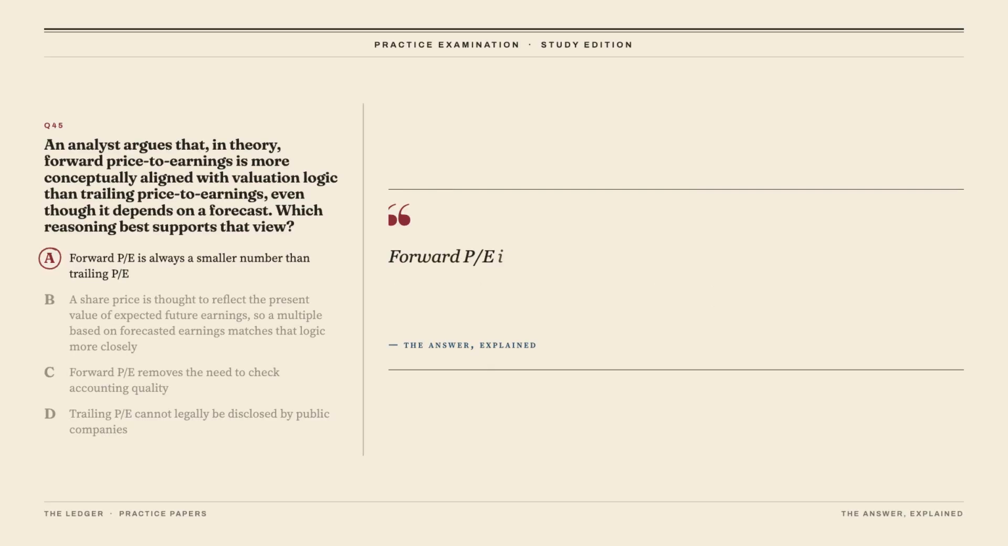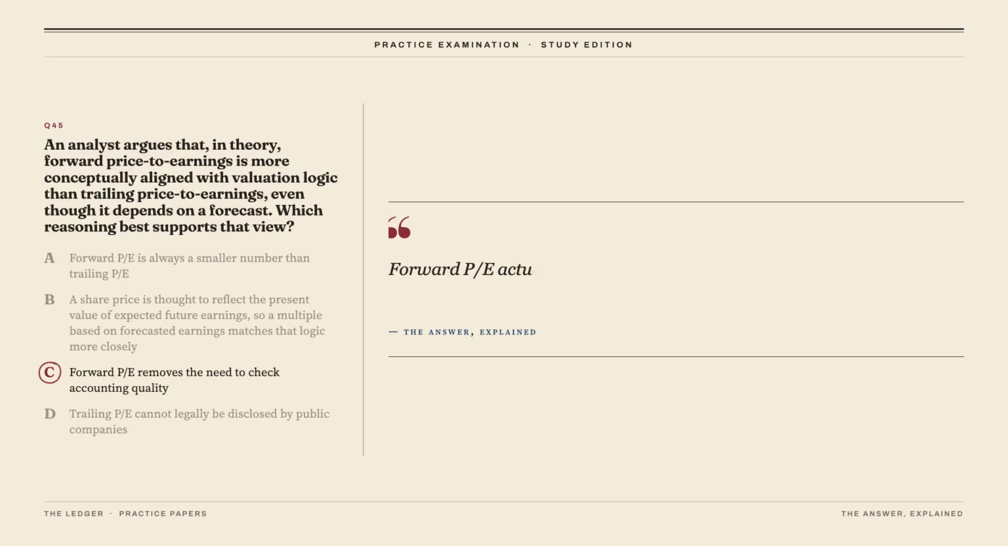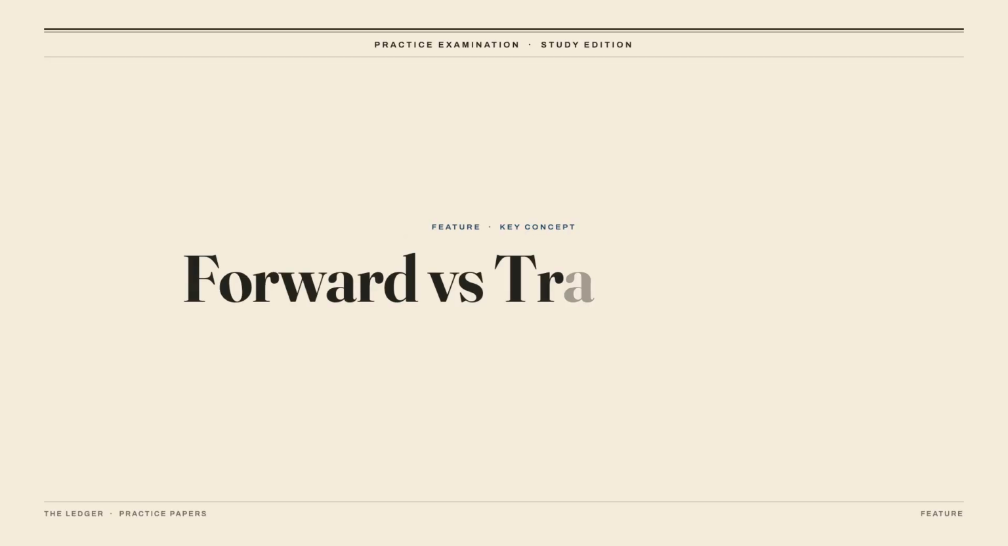A is wrong because forward PE is not always smaller. It is larger whenever forecasted earnings fall below last year's. Its theoretical appeal has nothing to do with being a smaller number. C is wrong because forward PE actually depends heavily on accounting quality, since it rests on a forecast that must be built from trustworthy figures. D is wrong because trailing PE is routinely disclosed and discussed. There is no legal barrier to reporting it.